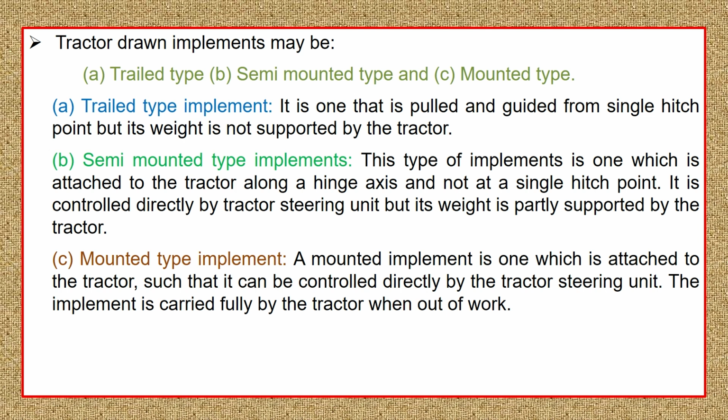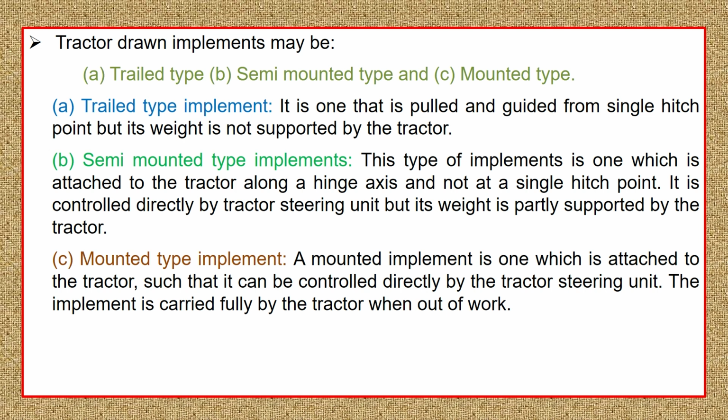When it comes to the mounted type implement, it is the one which is attached to the tractor with the help of a 3-point hitch mechanism, and it can be controlled directly by the tractor steering, and it may be lifted completely out of the ground when it is not in work or not in use. Like if you want to take that implement from the farm shed to the field, or from the field to the farm shed, you can carry that attached implement by the tractor itself. It does not require any separate wheels of its own to carry such implements. That kind of equipment is called mounted type implements.